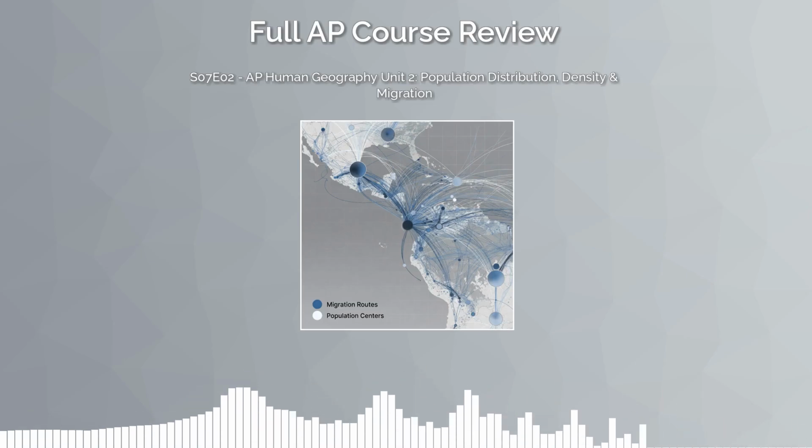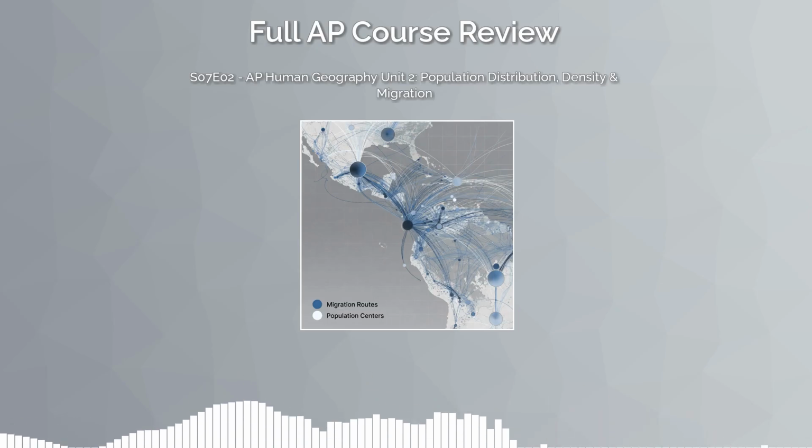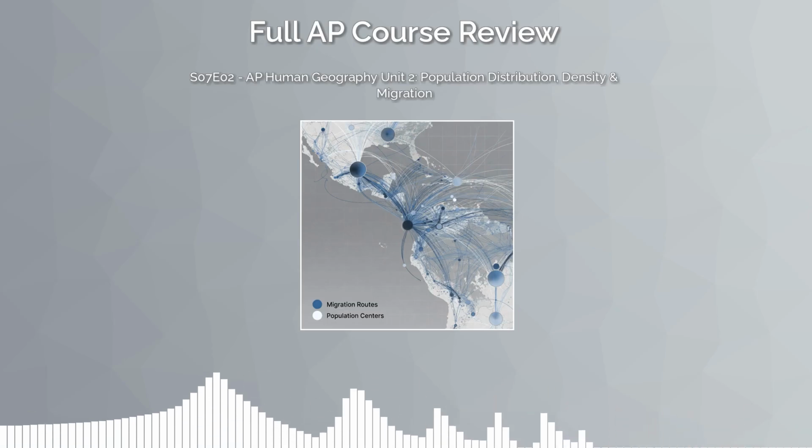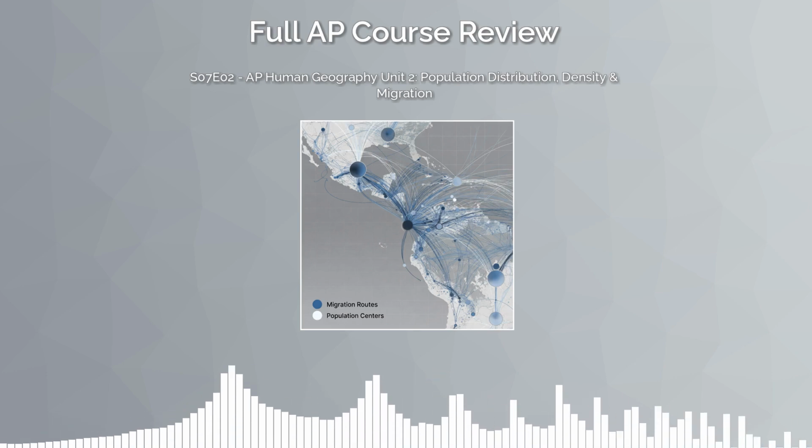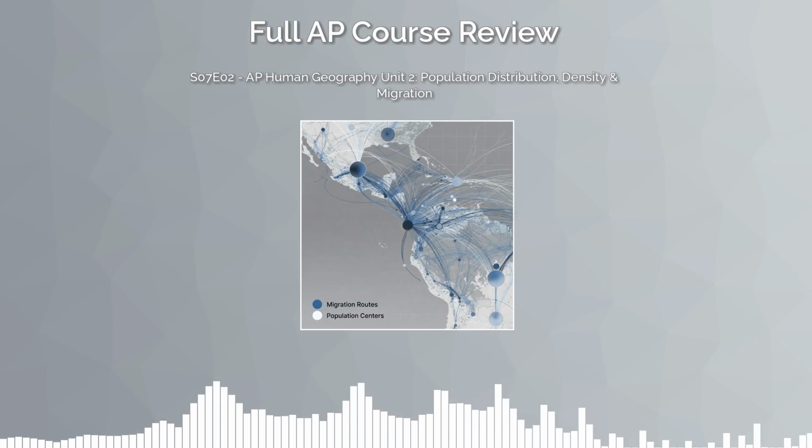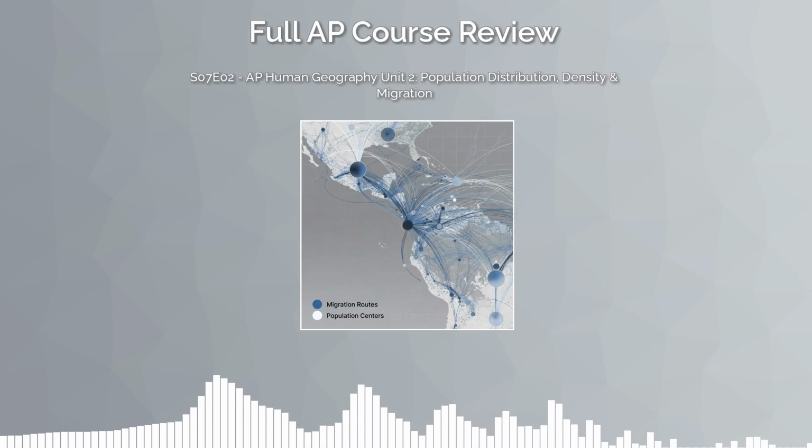The AP exam will often ask you to connect these dots explicitly, so practice saying, improvements in women's education and status contribute to the decline in crude birth rates characteristic of the Stage 2 to Stage 3 transition.